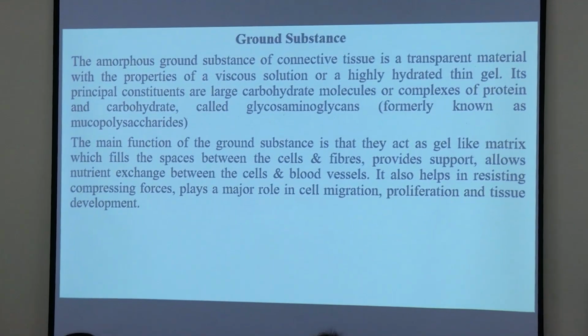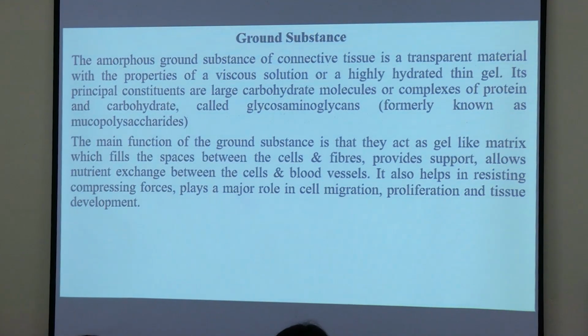Ground substance. So how is the ground substance formed? Ground substance is a transparent material, a viscous solution, a highly hydrated thin gel. The principal constituents are large carbohydrate molecules. Along with that, complex proteins and carbohydrates are also present, and these are called glycosaminoglycans. This is the constituent of the ground substance.